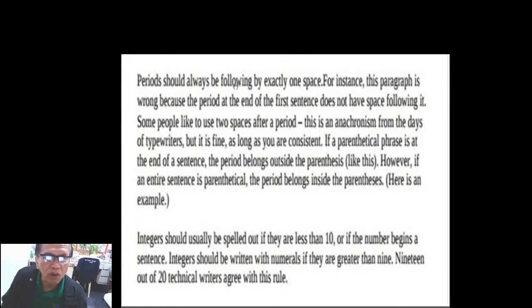Periods should always be followed by exactly one space. No? For instance, this paragraph is wrong because the period at the end of the first sentence does not have a space following it. Okay?